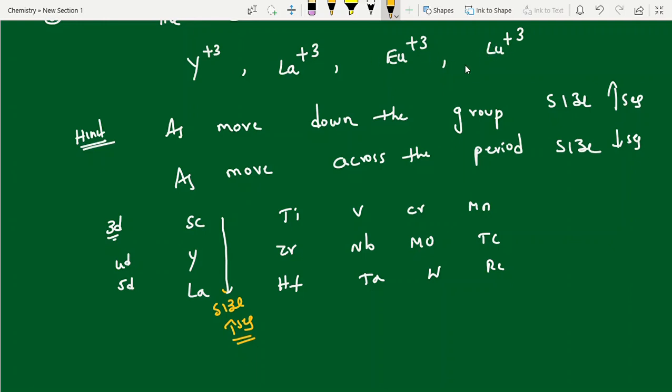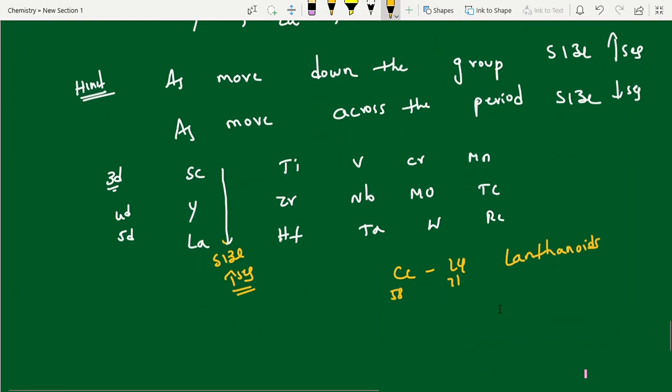Next, europium and lutetium. These are after lanthanum. Cerium to lutetium, 58 to 71, are lanthanoids, right? After lanthanum, only lanthanoids will come, no? That we are studying across the period, right? So finally, what I'm trying to say here, lanthanum is greater size. After lanthanum, only lanthanoids will come, right? So that's the reason first one is size is lanthanum plus 3. Afterwards, lanthanoids.